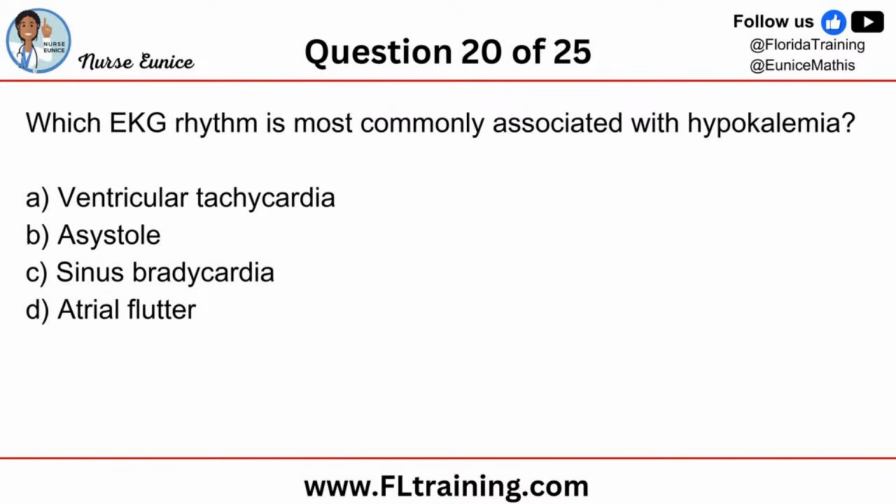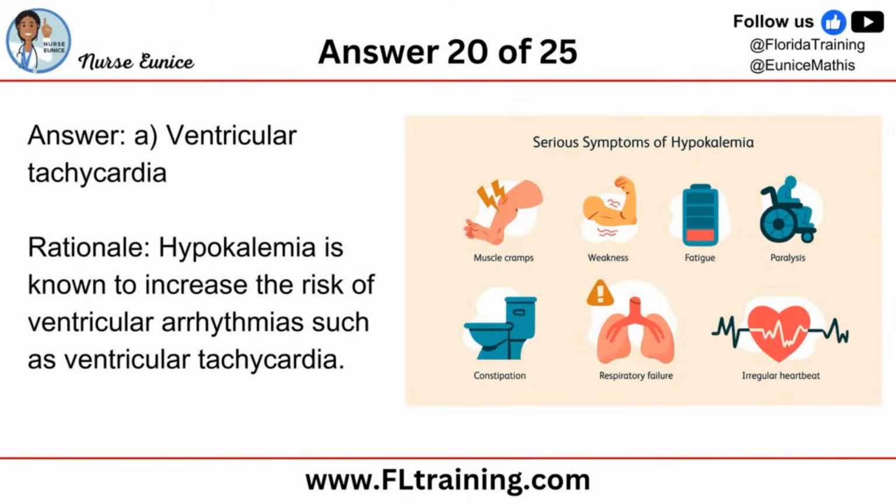Revealing the answer in 3, 2, and so, for you all, when we say hypokalemia, we're referring to potassium. And so, ventricular tachycardia is something that can happen when a person has low potassium. Hypokalemia is known to increase the risk of ventricular arrhythmias such as ventricular tachycardia. When you look at the image, when someone has low potassium levels, of course, they can have muscle cramps. That's like the number one thing. When someone says, oh, my leg is cramping, we tell them to go eat a banana.